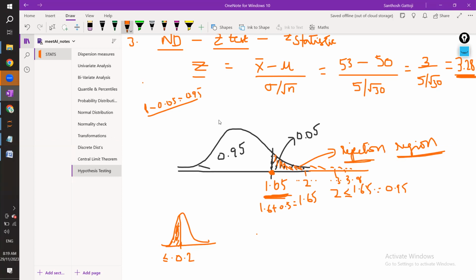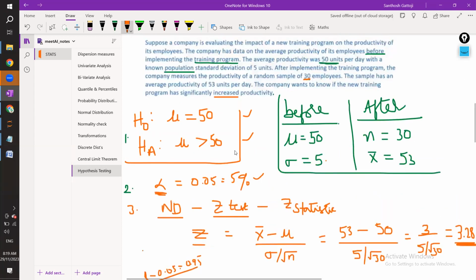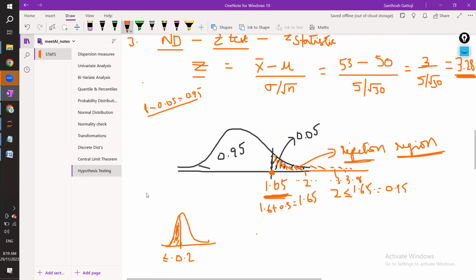That's correct. But what we want to check is whether it is greater than 50, right? So greater than will be this side. If it is less than 50, you will take this area. So if it is greater than 50, you will take this side. If it is less than 50, you will take this area. Yeah, that's a good question.